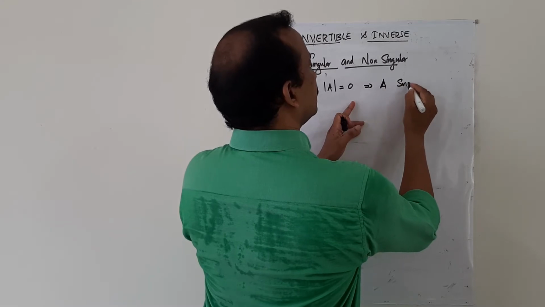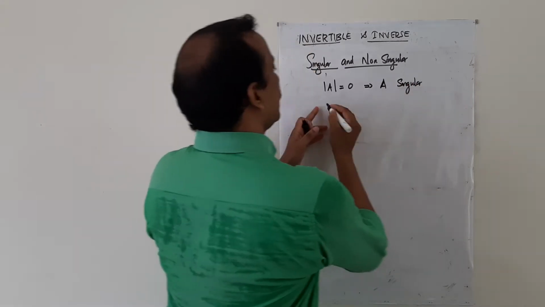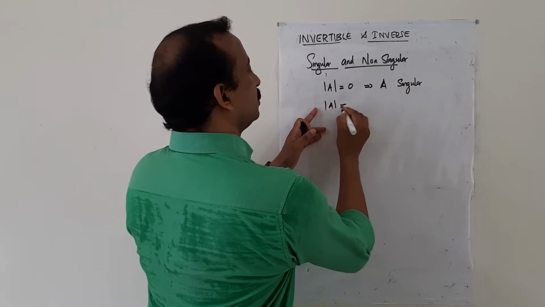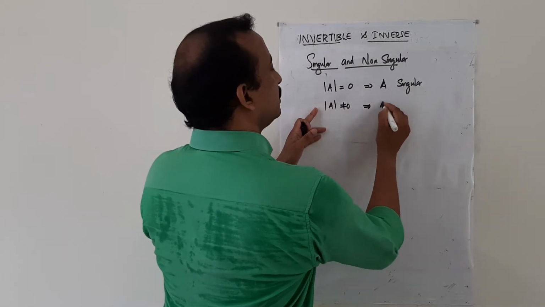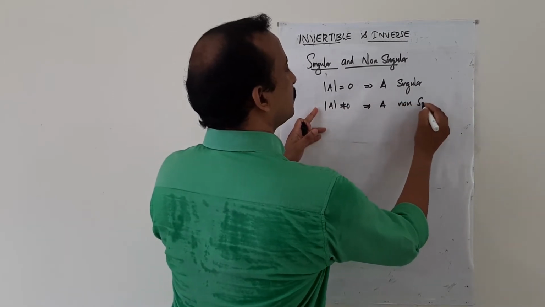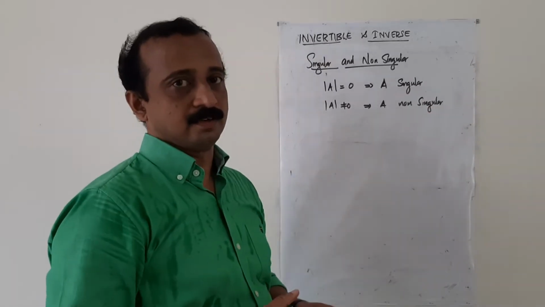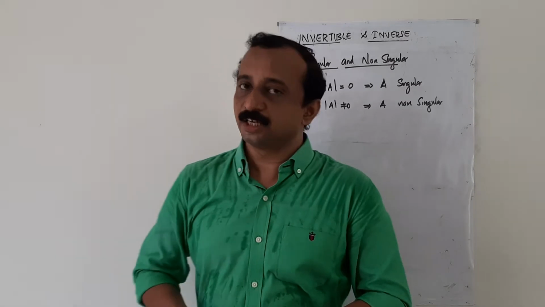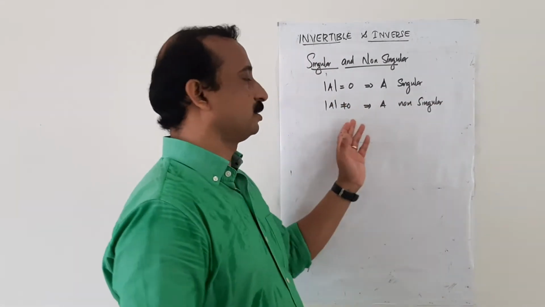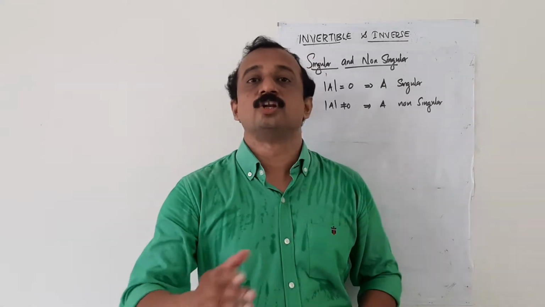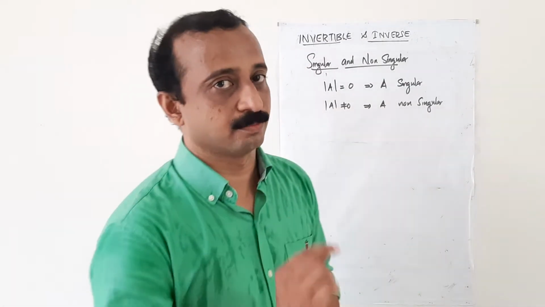A is called a singular matrix. And if determinant A is not equal to 0, then A is called a non-singular matrix. A is any square matrix. If determinant A equal to 0, then A is called a singular matrix, and if determinant A not equal to 0, then A is called a non-singular matrix. It's a very important result.